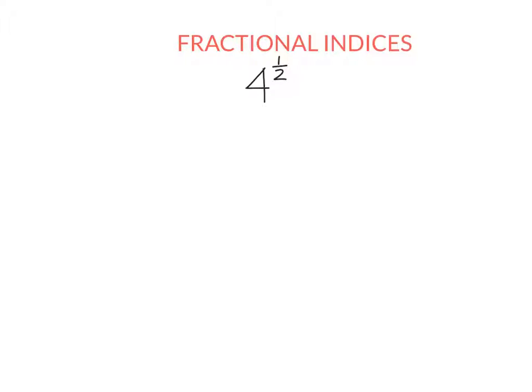So I know that if I square this, I keep the same base and I multiply the powers together. A half times 2 is 1. So if I square it, I get 4. So what then is 4 to the power of a half? Well, 4 to the power of a half is the thing that you square to get 4. What do you square to get 4? Well, that's actually 2. 4 to the power of a half is 2.